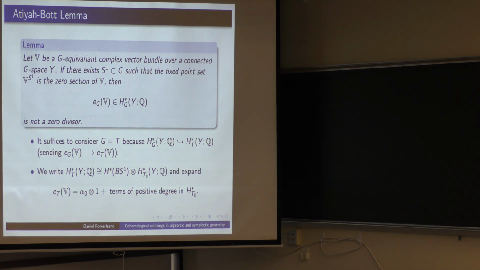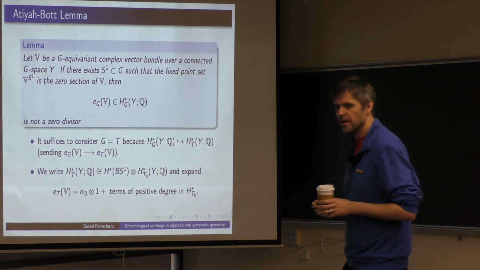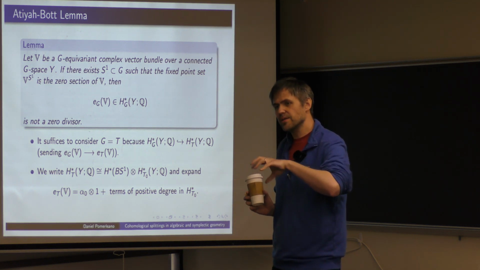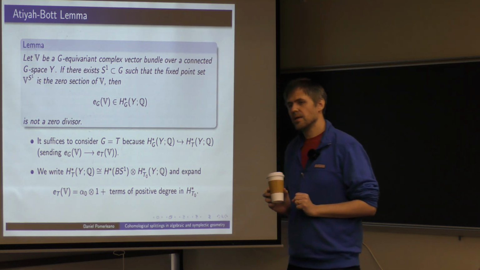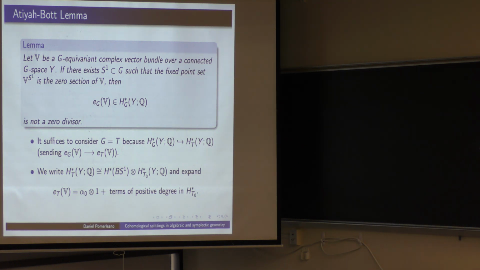So, fixed point set being the zero section. I mean, this S1 actually fixes the whole Y. Yeah, the S1 fixes the Y, but in the fiber it's doing something. We're assuming the representation is non-trivial fiber-wise, and that's the key. Yeah, exactly.